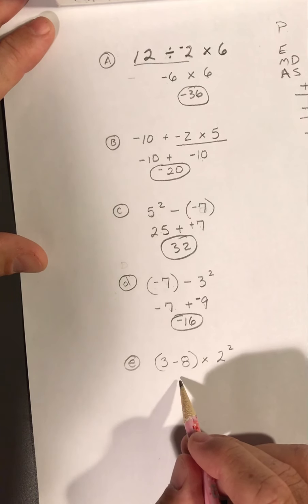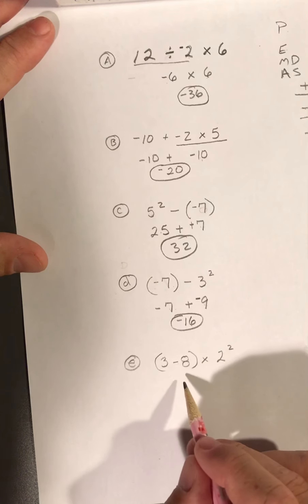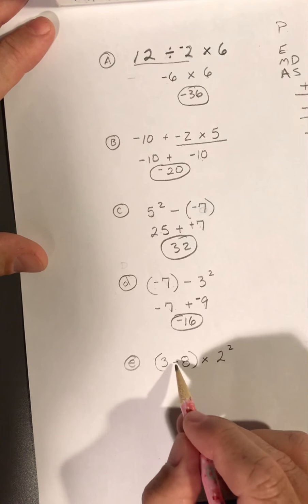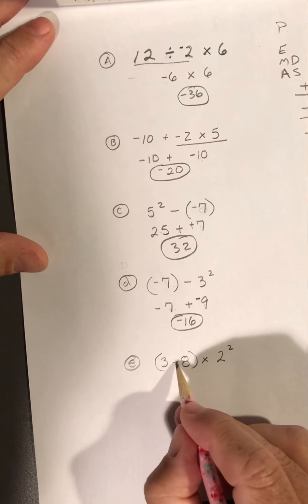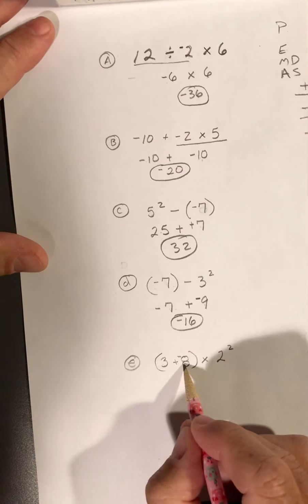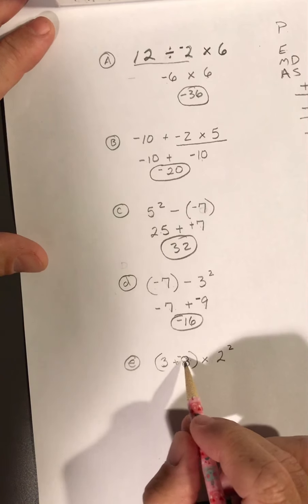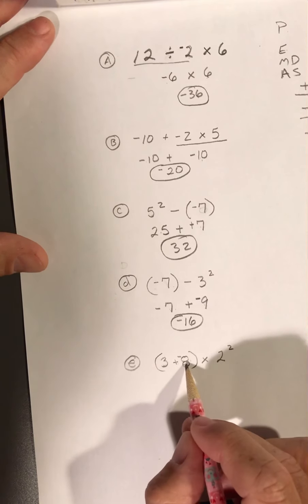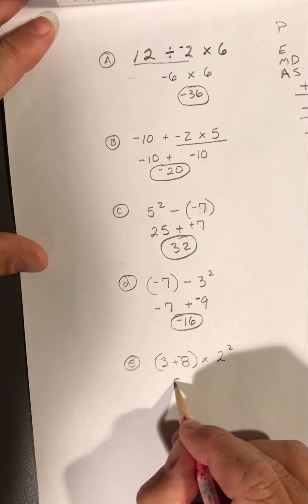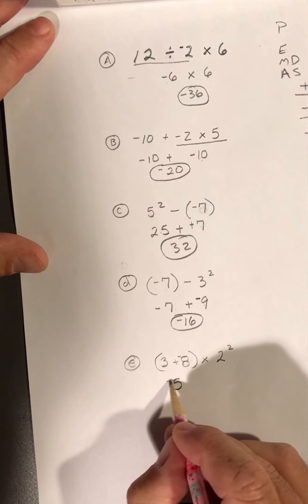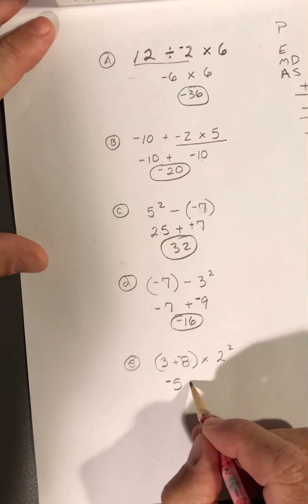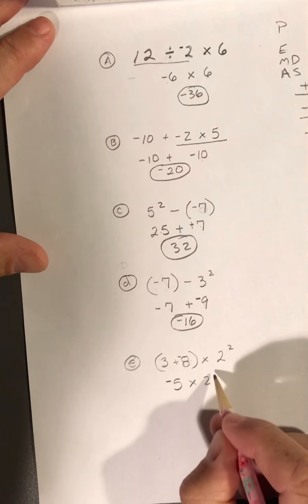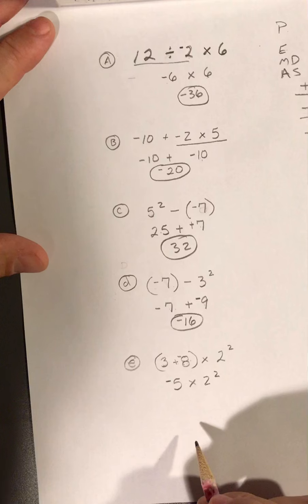Letter E. My parentheses, 3 minus 8. Well, that's the same as 3 plus -8. So I'm going to do that inside here. 3 plus -8. When I add these two, one's positive, one's negative, so I have to subtract. 8 minus 3 is 5, and I keep the sign of the larger absolute value. That's -5. And then I bring everything else down. I'm done with my parentheses.